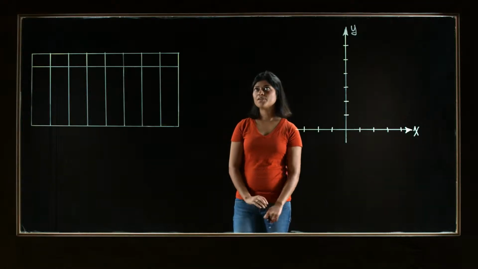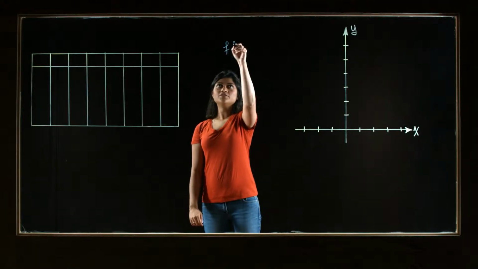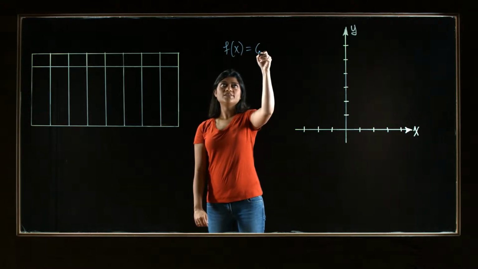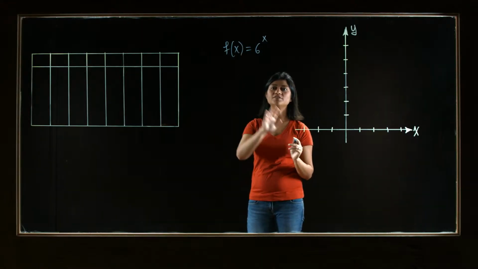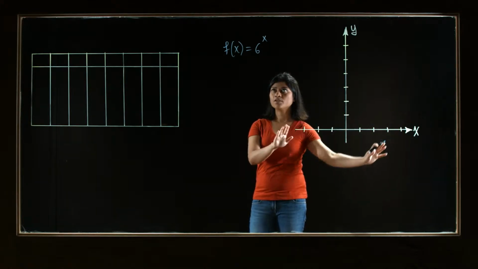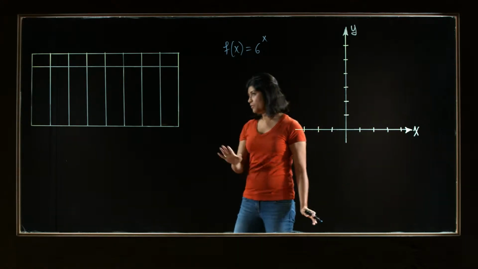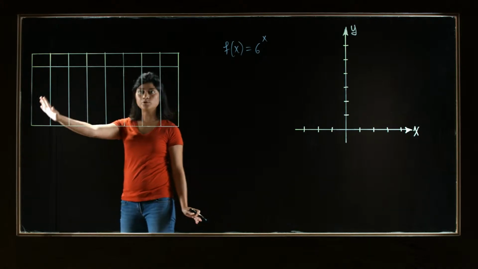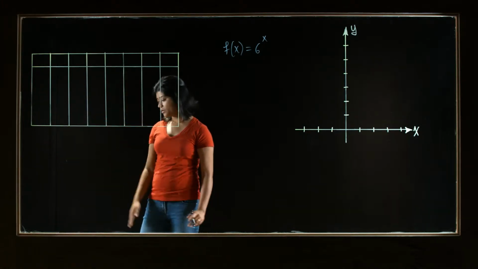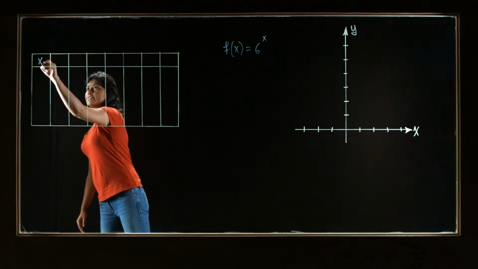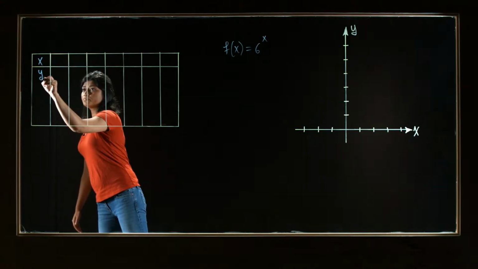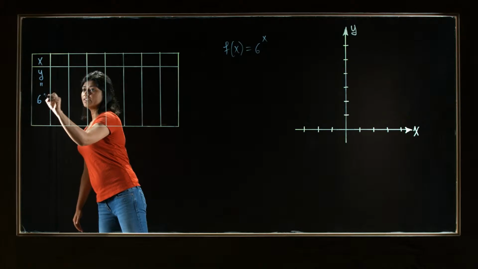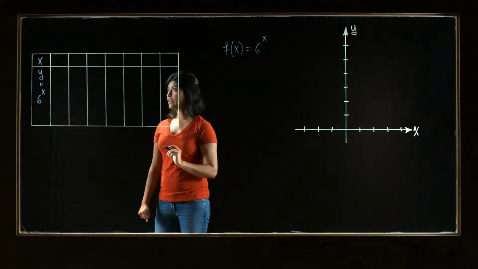In this problem, we have the function f(x) equals 6 to the power x, and we have to sketch a graph of this function right here. In order to do that, we first construct a table of points. So we have x here, and we have the y, which is the function 6 to the x right here.